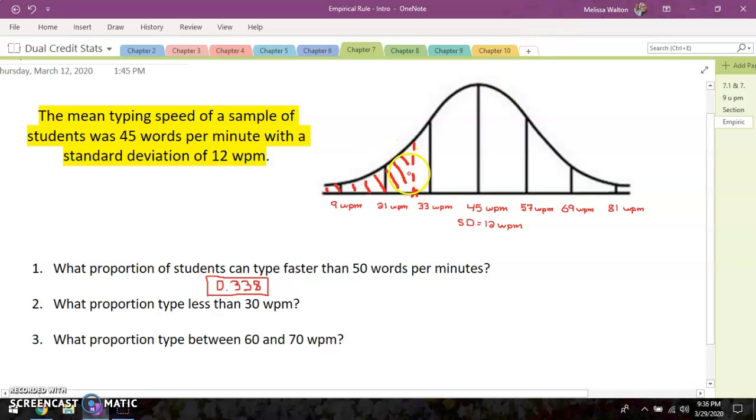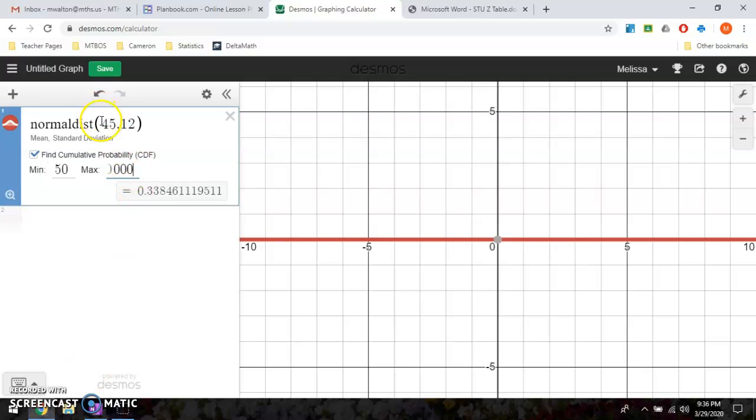So looking at my region here, my furthest left goes on towards negative infinity. And then my right end bound is going to be 30. So let's go ahead and go back to the model. Our normal distribution has not changed. We're still at 45 and 12. Now for my minimum, I need negative infinity. So I'm just going to type in a minus sign and then write in infinity.